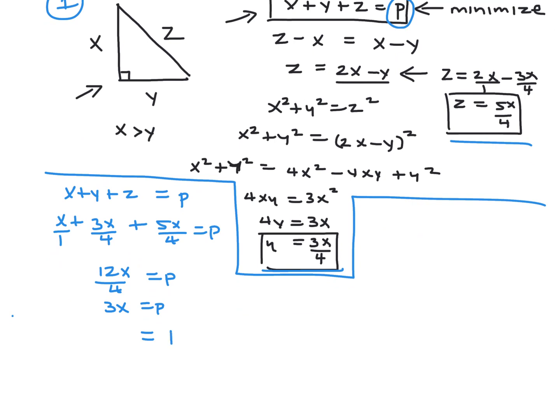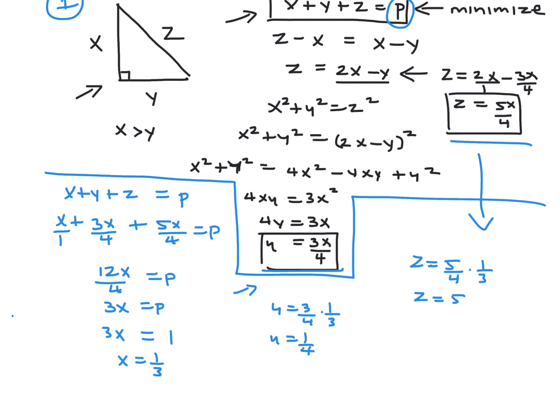If p is 1, this will be 3x. So that means x is 1 over 3. If x is 1 over 3, that means y is equal to 3/4 times 1/3. So y would be a quarter. And then z would be 5 over 4 times 1 over 3, which is 5 over 12. Okay? Yeah. With this for x, that for y, and that for z, p would be equal to 1. And I guess that's the conclusion of the question.